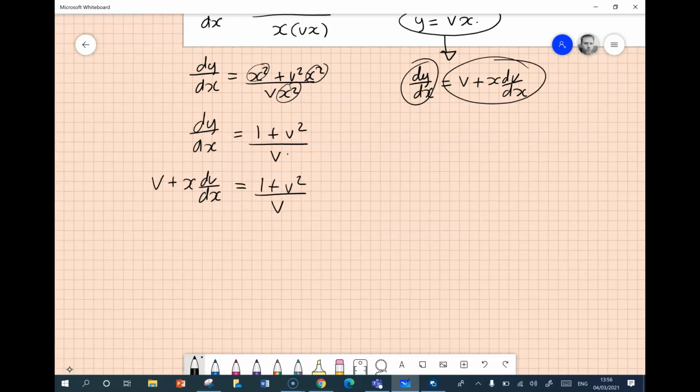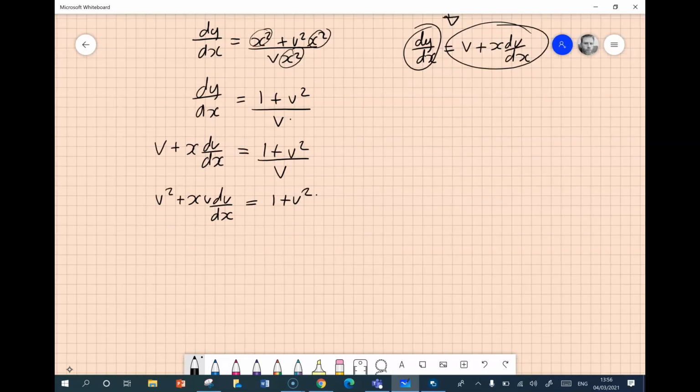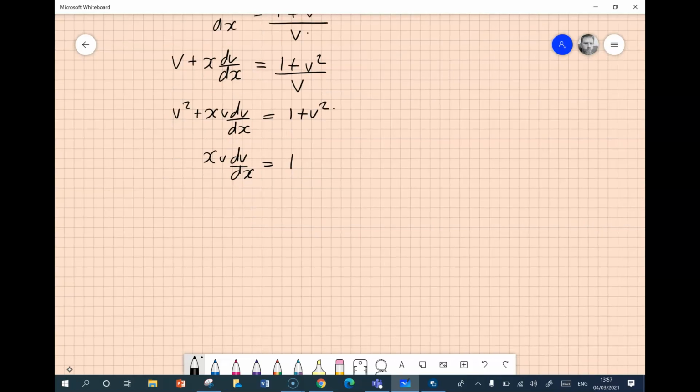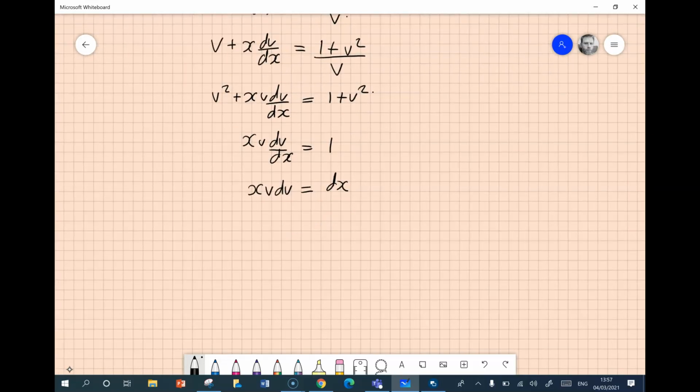What I might do is multiply everything by v. So v squared plus xv dv/dx is equal to 1 plus v squared. I might bring my v squared over, so I've got xv dv/dx. If I bring v squared over, it becomes minus v squared, so I'm just left with 1 on the right-hand side. I'm going to get rid of this dx underneath, so I've got xv dv equals 1 dx. Now I need my x's with my x's and my v's with my dv's. So I've got v dv here, and x is multiplying, so when it comes over it divides. And now I'm ready to integrate both sides.